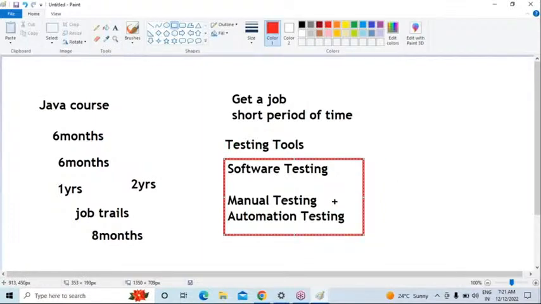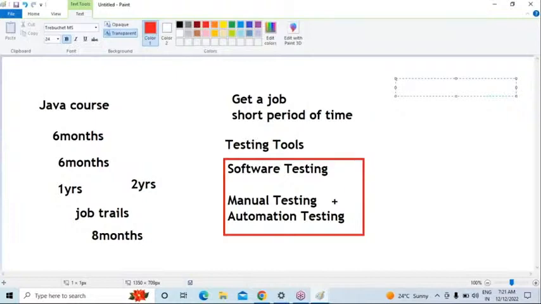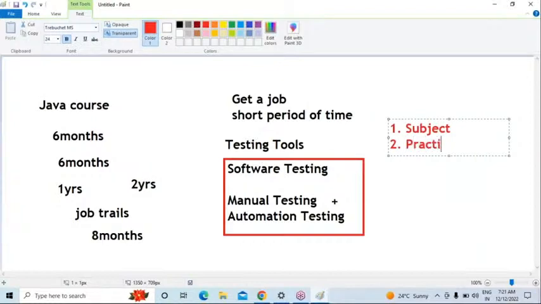So to get a job, what exactly is required? Most people don't know anything about that. They simply complete the training and wait for someone to guide them to get a job. People are searching for what things they need to do to get a job. So the first thing is we require subject knowledge. Here I'm going to provide real-time subject knowledge.